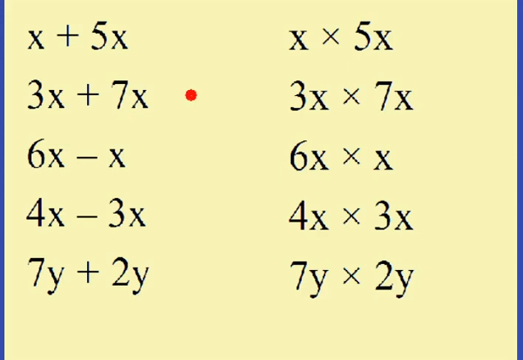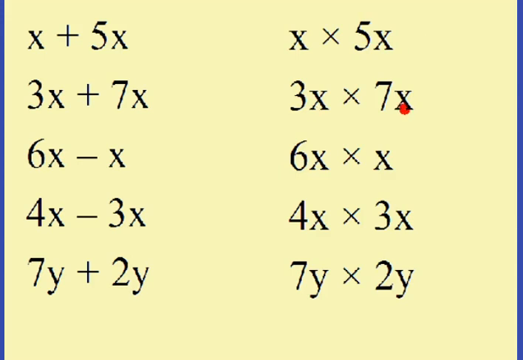3x plus 7x would give me 10x. 6x minus x is 6x minus 1x, which would be 5x. 4x minus 3x would give me 1x. I don't need to write the 1, I can just write x. 7y plus 2y would be 9y. X times 5x would be 5x squared.